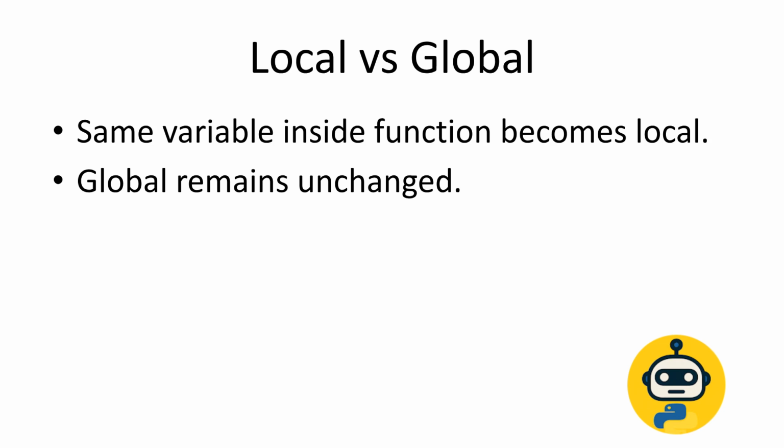A variable with the same name inside a function becomes local, meaning it only exists within that function's scope, and the global variable remains unchanged. Let's have a look.